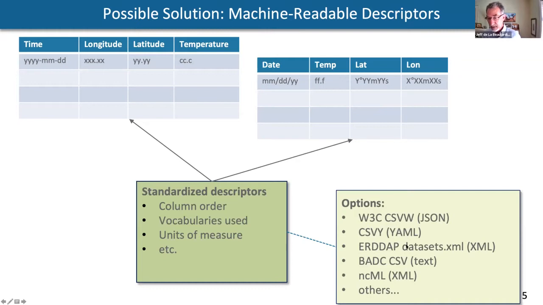Bob's group has a piece of software called ERDDAP, and they have a thing called datasets.xml, which is an XML description. The British Atmospheric Data Center also uses a CSV approach, some additional lines of CSV at the start of the file. I'm not sure whether NCML, which is normally used to describe netCDF files, could also be used for CSV plain text files, and there are probably others that we don't know about. So I don't know which ones of these are good. Are there some that are in wider use or not? Questions like that arise.